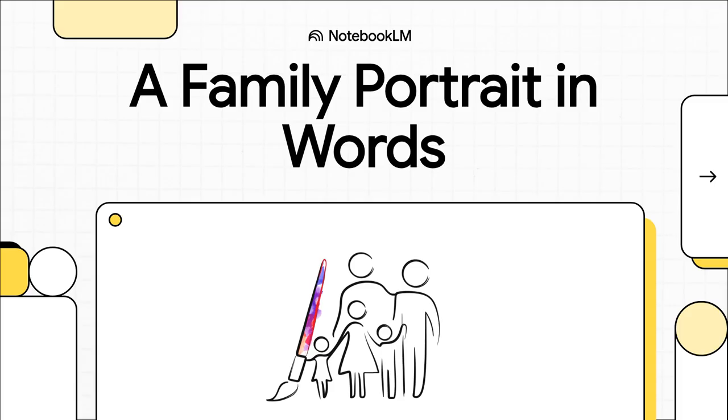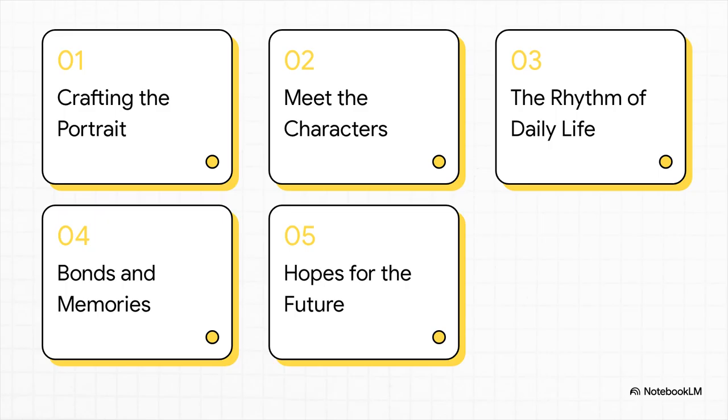All right, let's get into it. So here's our game plan. First, we'll craft the basic portrait, just laying down the simple facts. Then we're going to meet the cast of characters, add a little personality, a little color. After that, we'll check out the rhythm of their daily life, uncover the bonds and traditions that are really the heart of it all, and finally, we'll look ahead to their hopes for the future.